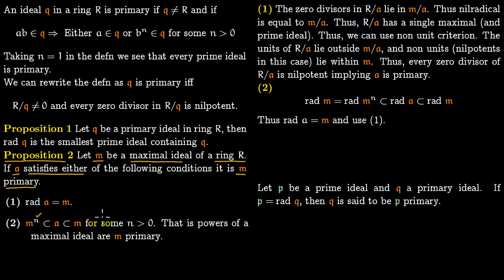A being M-primary means that you can write M as the radical of A, where A is primary by these conditions. So this is the condition for saying that A is M-primary, but we have to show that A is primary. Condition 2 says that powers of a maximal ideal are M-primary. First assume that 1 is true, and then we will show that 2 holds. If the radical of A is M, then, by this definition, if P is a prime ideal and Q a primary ideal with P the radical of Q, then Q is said to be P-primary. So we are replacing P with M and Q with A. So M is the radical of A, and M is maximal, therefore it is prime.